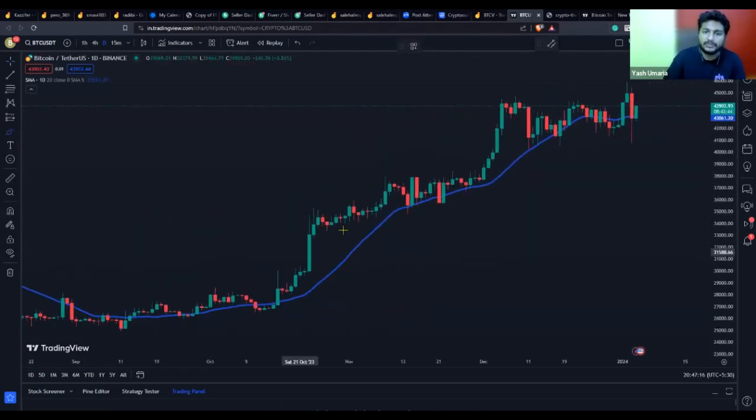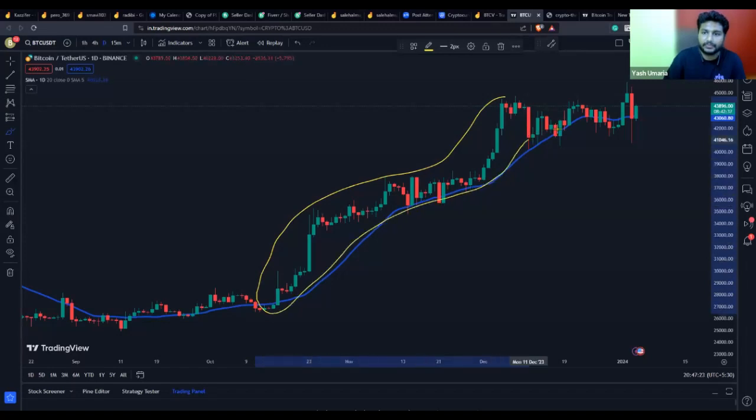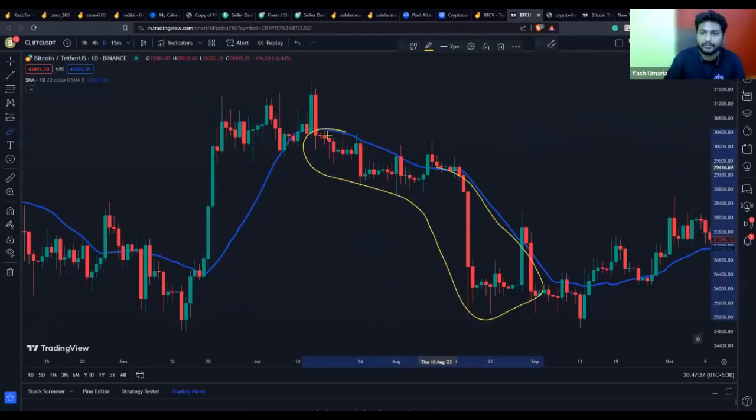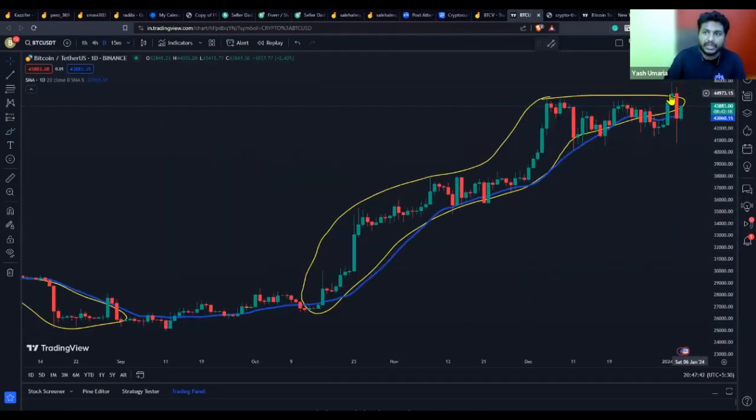But in short, if the market is above the 20-day moving average, then we are bullish about the market. And when the market is below the 20-day moving average, then we are bearish about the market. That means if the market is above the 20-day moving average, we become bullish, meaning the sentiment of the market, or the sentiment of the traders, is bullish.